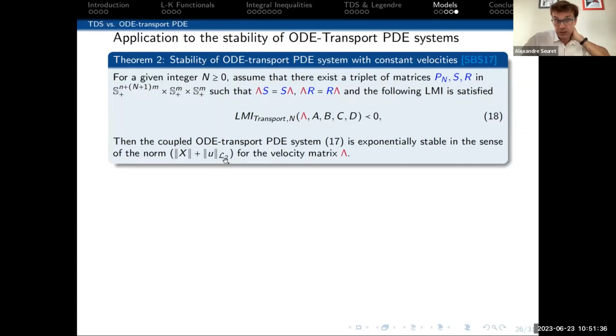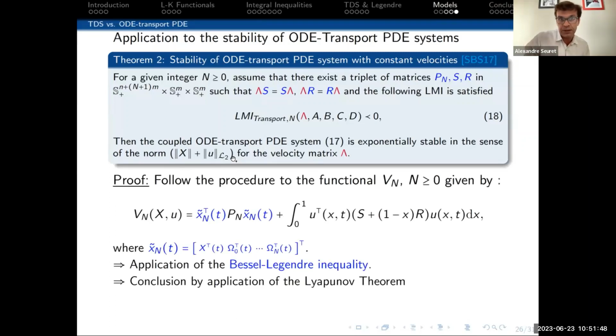I'm not talking anymore about Lyapunov-Krasovskii theorem, because the Lyapunov-Krasovskii theorem applies only to time delay systems. And here we are talking about this norm. And the proof is very simple. It's based on the same Lyapunov-Krasovskii, Lyapunov functional, not Krasovskii anyway. And you apply Bessel inequality, and you apply now a Lyapunov theorem on ODE PDE systems.